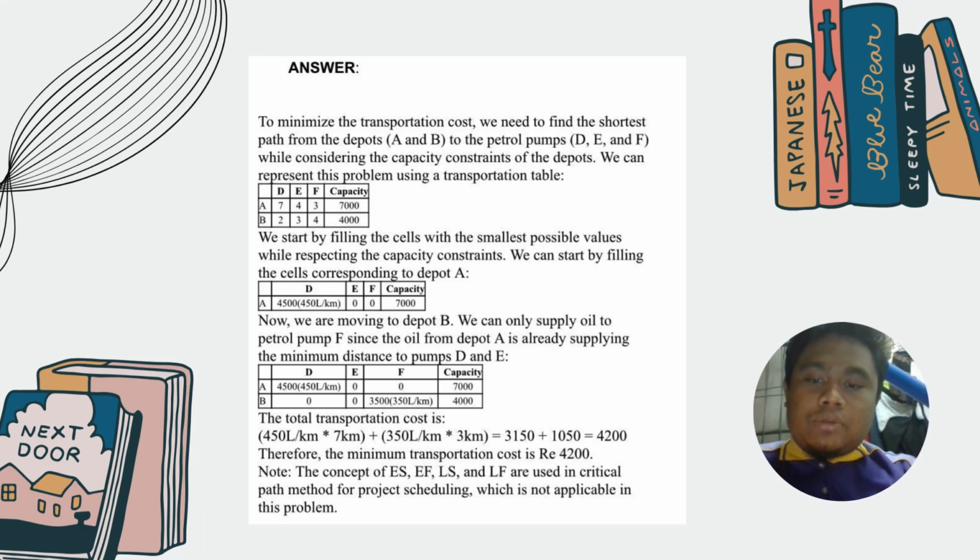Therefore, the minimum transportation cost is 4,200. Note that the concept of ES, EF, LS, and LF used in the critical path method for project scheduling is not applicable in this problem. Okay, thank you. That's all for me.